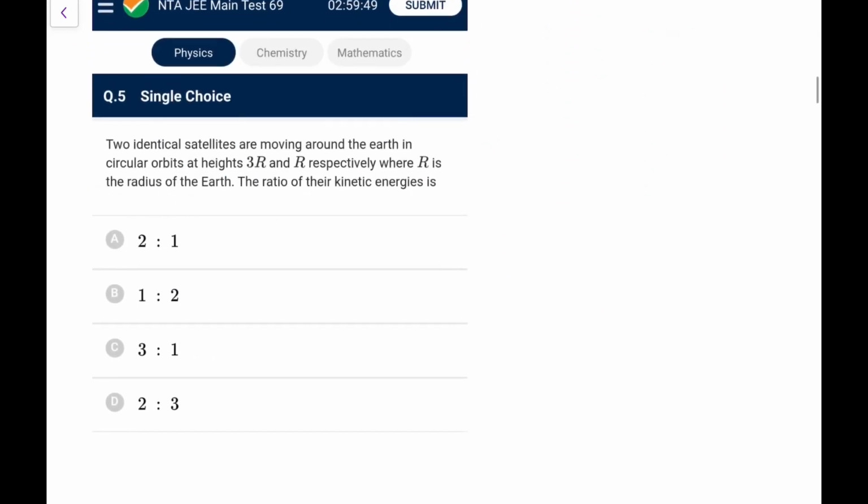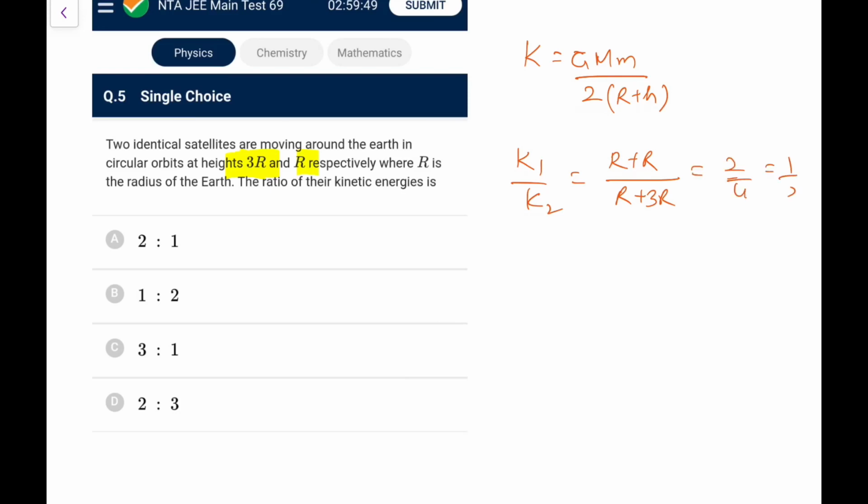Okay, next one. Two identical satellites are moving around the Earth in circular orbits of height 3r. Height is measured from the surface, where r is the radius. The ratio of their kinetic energy is, we know kinetic energy is GMm upon 2R. R I can write as r plus h in that case. So k1 upon k2 would be the inverse. For the second one we have r plus r, for the first one we have r plus 3r. So this comes out as 2 by 4, means 1 by 2. So we'll go for option B. Definitely the one which is closer will have more kinetic energy.